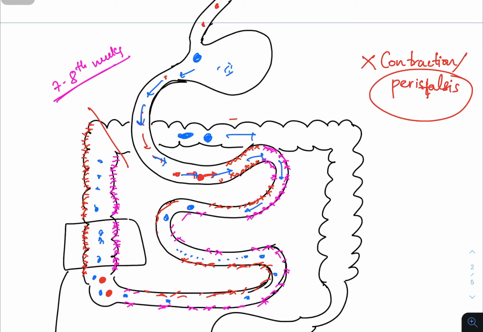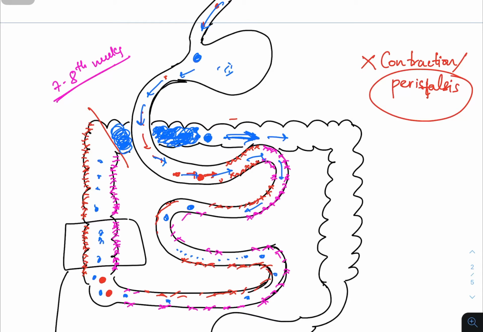Can it further pass forward? No, because there is no peristalsis. So as a result, the food cannot be propelled forward. So the food will stay here. Right? Finally, what will happen is, the second time when the patient eats the food, there is a little more food getting added up here. The third time when the patient eats, there is a little more food getting added up here.